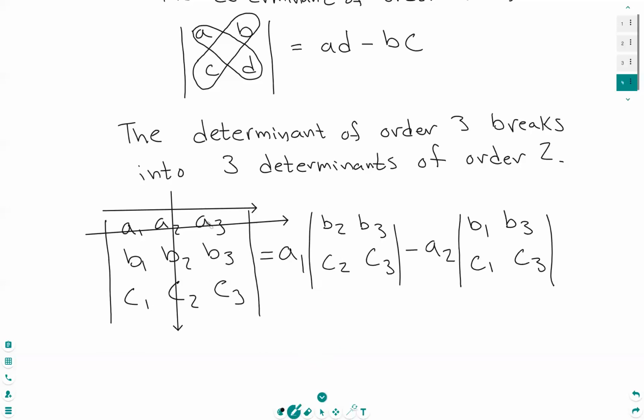And then we have one more to go, this A3 element. So let's get rid of that. We'll draw a new column here. We've crossed off this row and the column that it's a part of. We switch signs one more time, so it always alternates between signs, that is positive, negative, positive. So we get plus A3, and then what's left is this determinant here. So this is B1, B2, C1, C2. So that's what I mean when we're splitting up this determinant of order 3 into 3 different determinants of order 2.